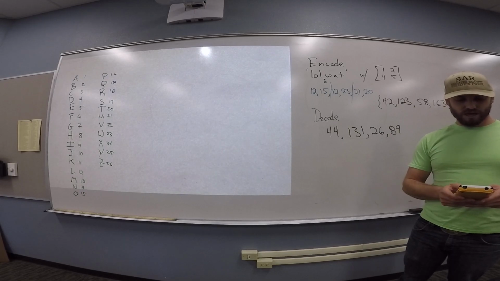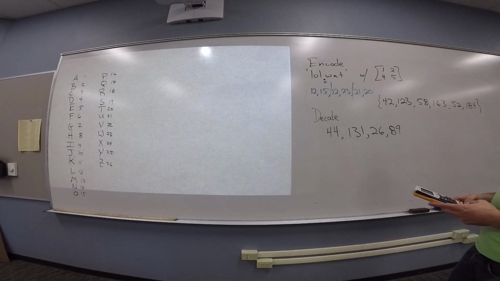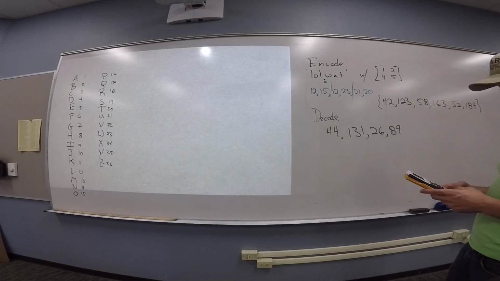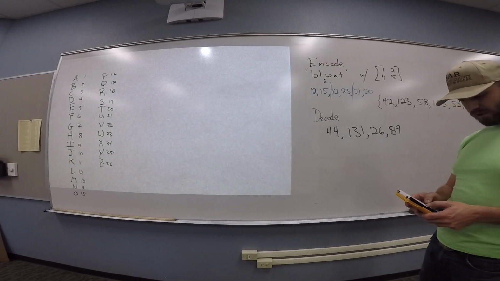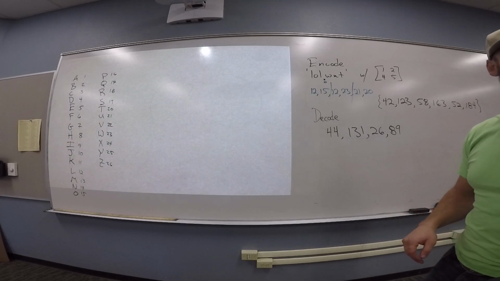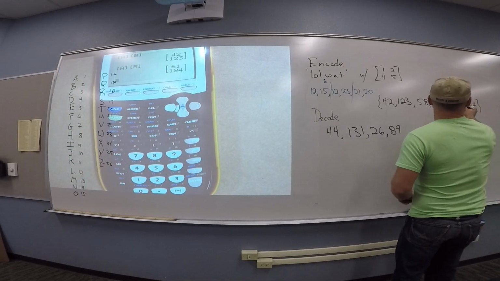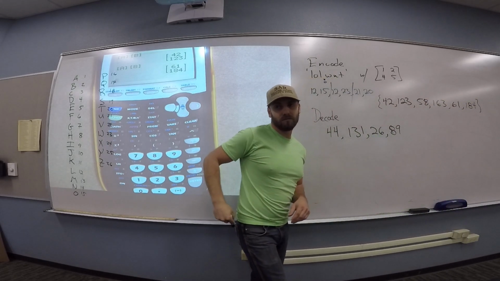Second matrix, edit, down to 2 by 1. And this should be 21 and 20. Oops, second quit. I got 61 and 184. That should be 61. Dang it.